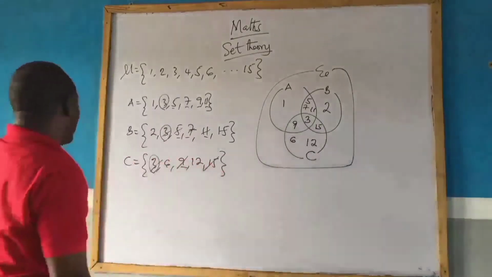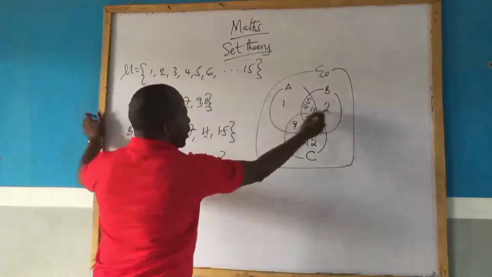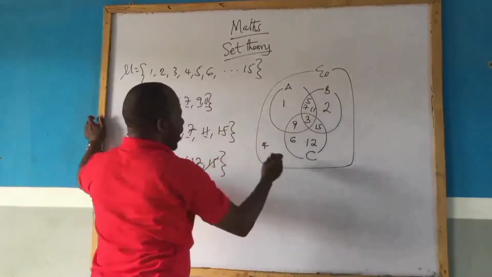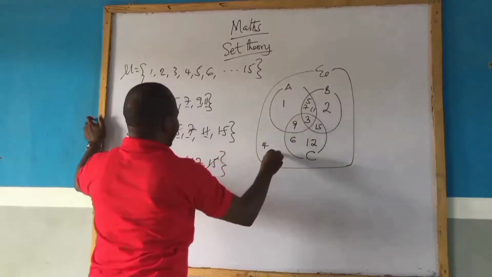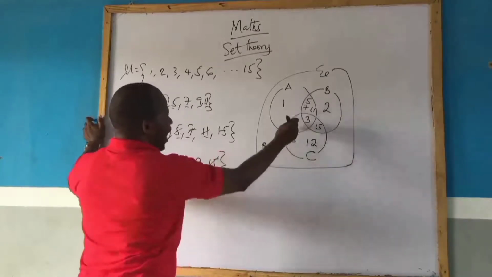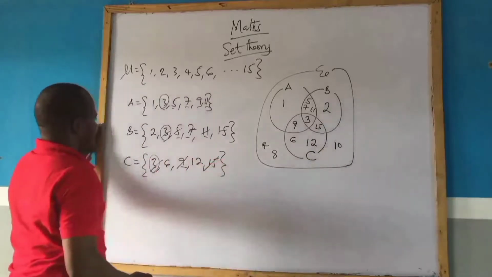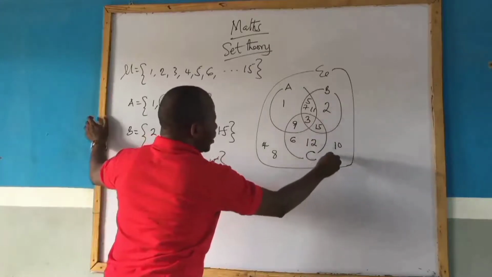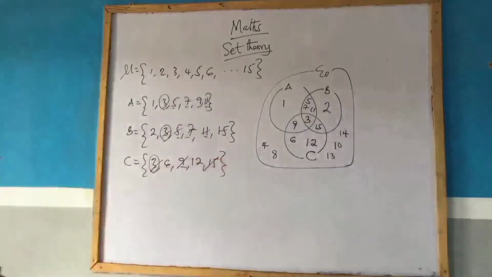So you now look at the question. The universal set is 1 to 15. So we have 1, we have 2, we have 3. We don't have 4, so it will be here. We have 4, 5, we have 6, we have 7, we don't have 8. So 8 will be here. 7, 8, 9. Then we don't have 10. 10 will be here. 10, 11, 12, 13 will be here. Then 14 will be here. So we have presented this information on the Venn diagram.